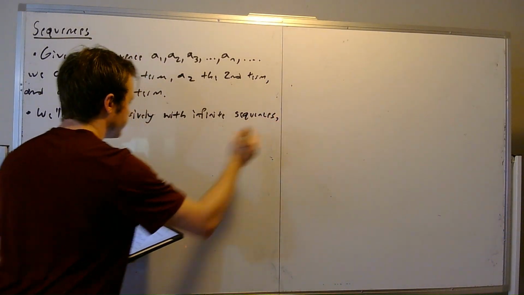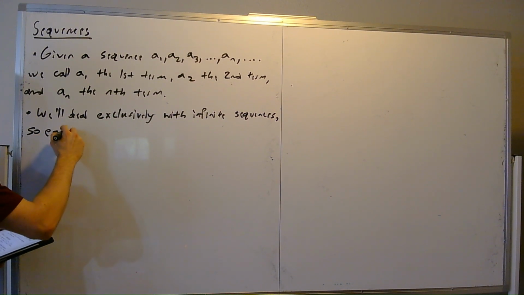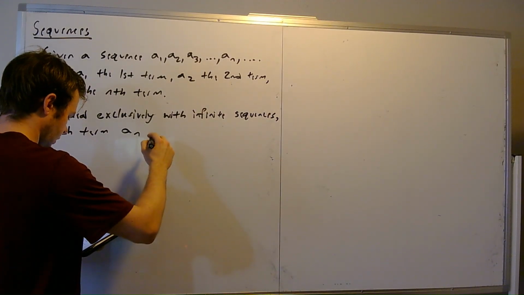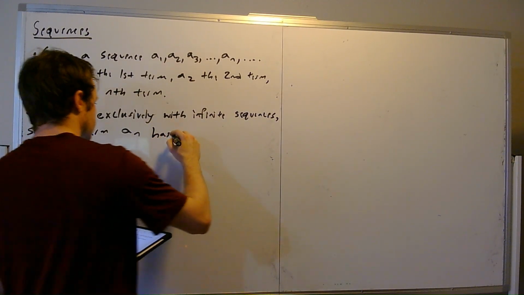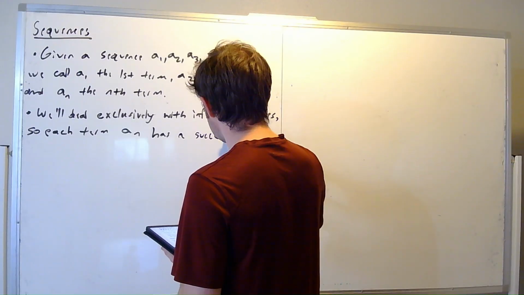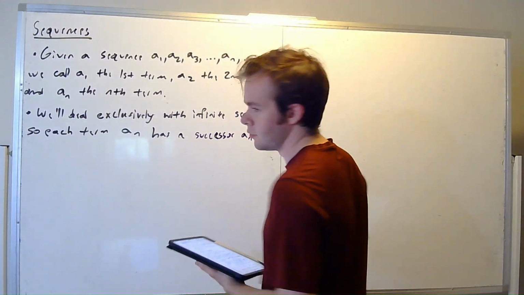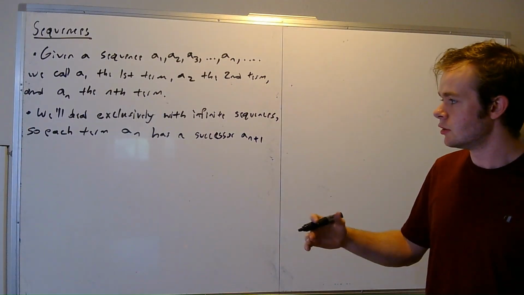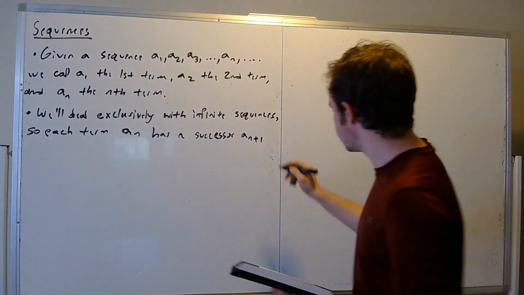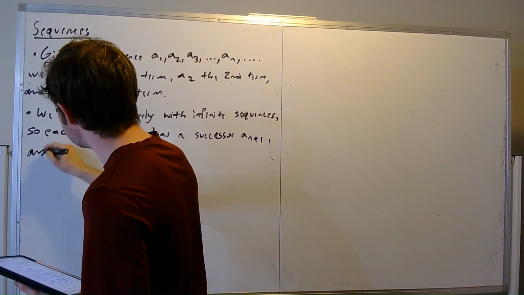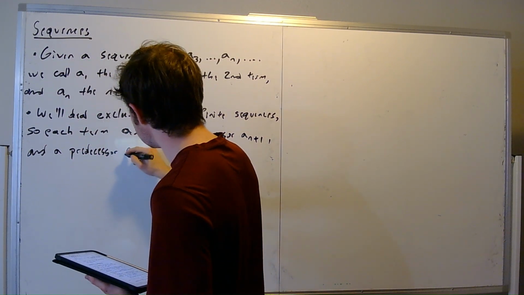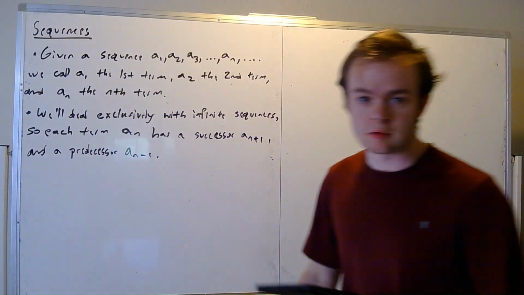So each term a_n has a successor, a_{n+1}, right? So the (n+1)th entry, which would be right after the nth entry. This is a_n. Okay. And a predecessor. And the predecessor would be a_{n-1}, right? Because that would be the (n-1)th term.